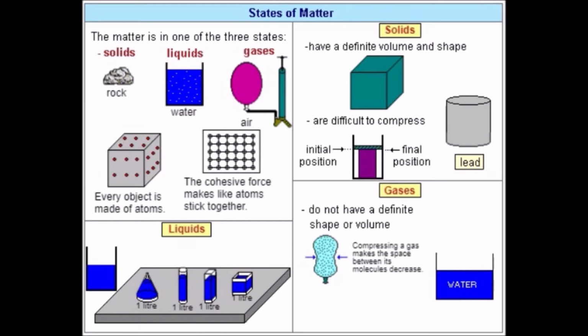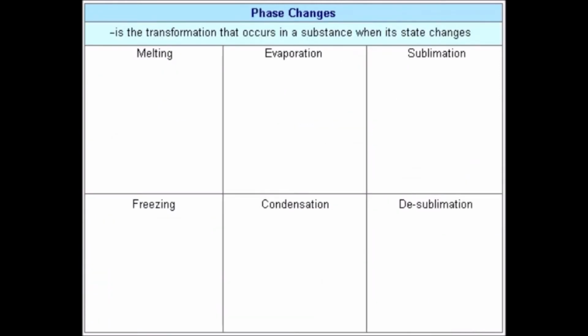Vapor is the gas of a substance which is usually found as a liquid or a solid at room temperature. We say water vapors because at room temperature, water is a liquid. Phase changes. A phase change is the transformation that occurs in a substance when its state changes.